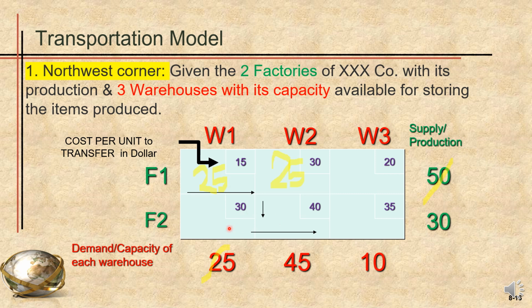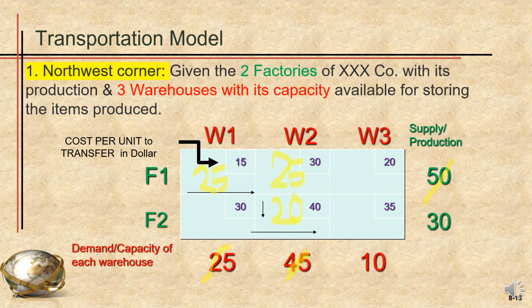So from factory 2 going to warehouse 2, which is our cell number 5, let us see if we could still assign goods on it. If I assign 20 units here, let us see what will happen. 25 units plus 20 is 45, so that means warehouse 2 is full. It's a combination of units coming from factory 1 and factory 2.